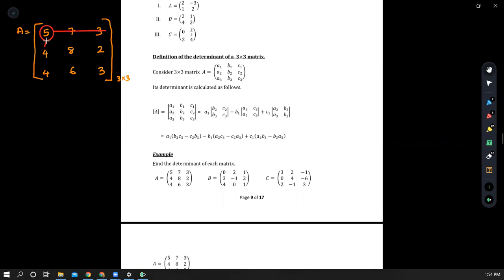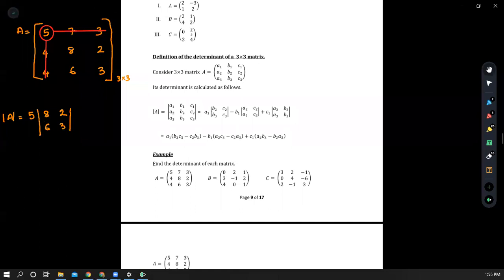Since it is in the first row, first column, I have to cut down the values associated with that row and column. Then I have to write down the values in this way to take the determinant of this matrix. First, I am writing the value of 5. Then I am taking these values 8, 2, 6, and 3. Here it is 8, 2, 6, and 3.